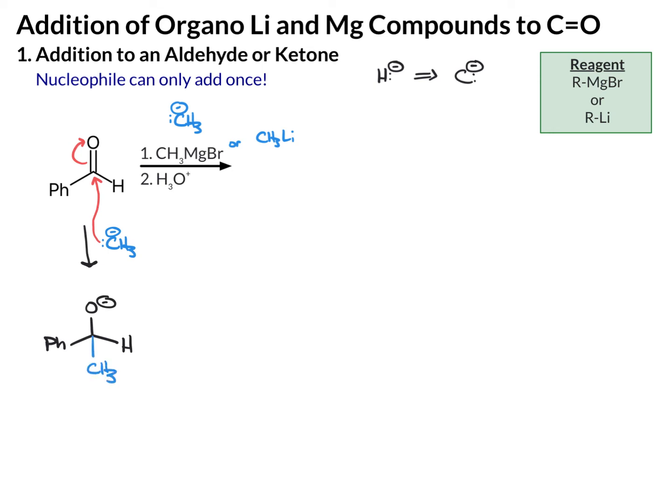Now at this point, we don't have a good leaving group attached to the carbon. We have a phenyl, a methyl, and a hydrogen. None of those are good leaving groups, so you're stuck at the tetrahedral intermediate. This is when you add acid. And the acid protonates the O-.